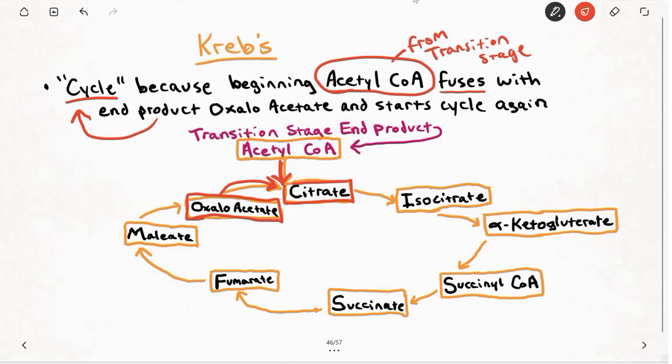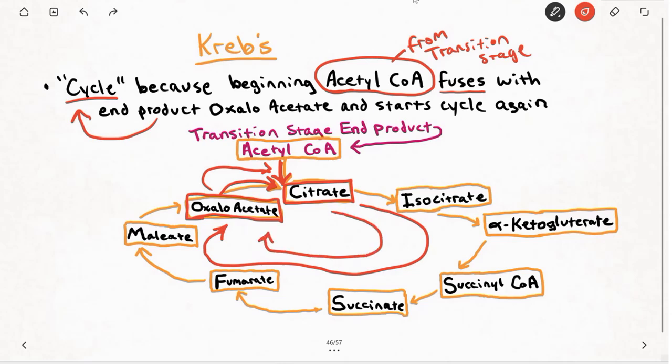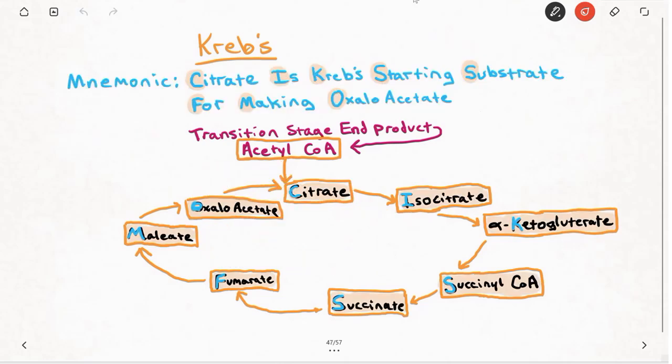And so citrate starts out the cycle, but then it goes and processes in this big circle, and you end up with this same end product, oxaloacetate, which then again goes into the next Krebs cycle, fuses with acetyl-CoA to give us more citrate, and then that starts another round of the Krebs cycle. So you can see how this is cyclical and happens over and over and over again. So a good mnemonic to memorize these products along the steps of the Krebs cycle is: citrate is Krebs' starting substrate for making oxaloacetate.